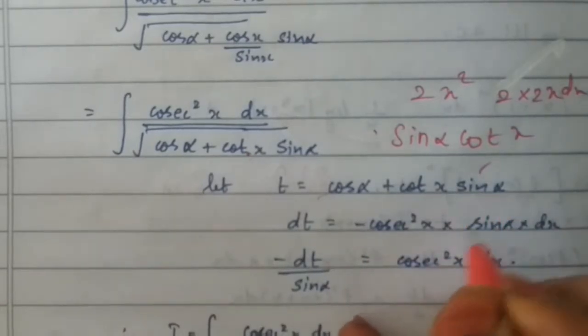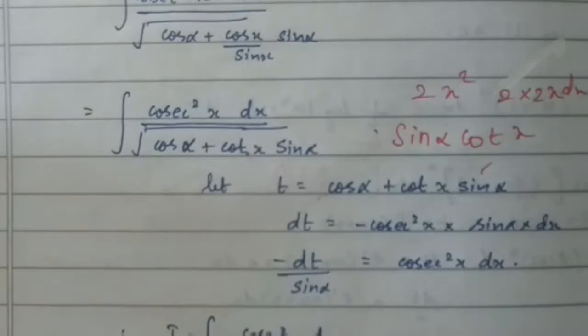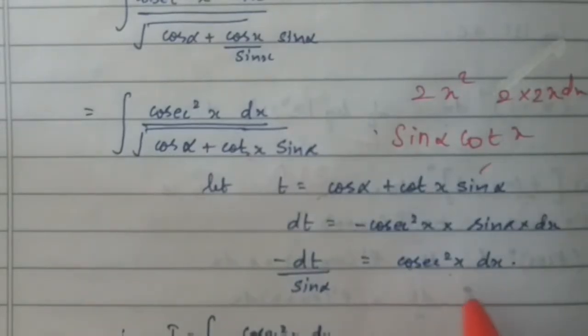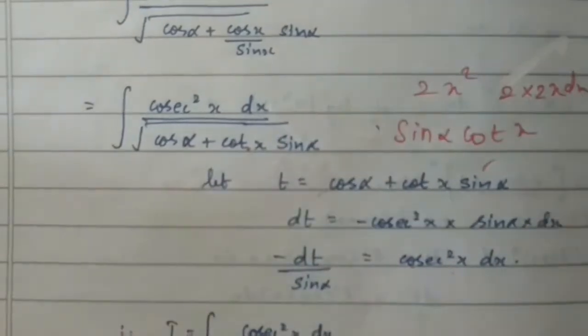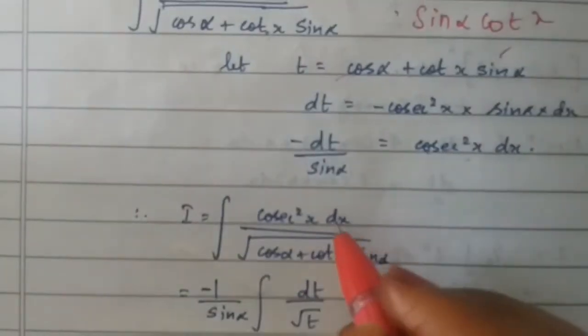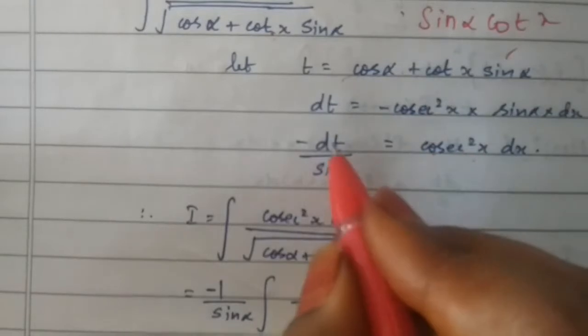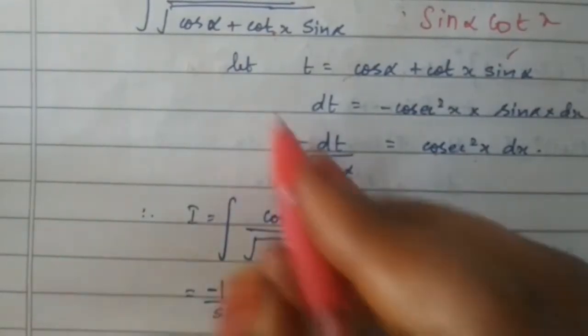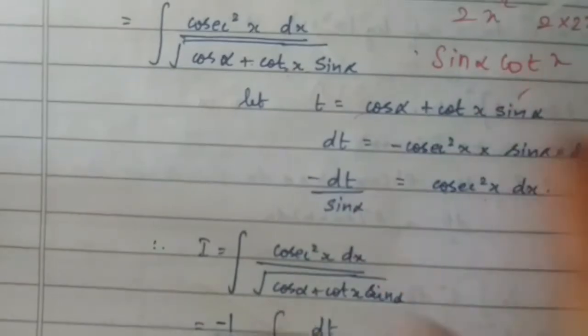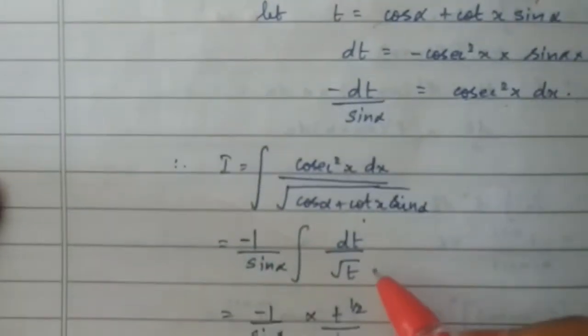Sin alpha is a constant, so you are bringing it to this side. Since we don't have sin alpha here, we have cosecant square x into dx. Therefore, you are bringing minus 1 by sin alpha to the left hand side. Therefore, cosecant square dx can be written as minus dt by sin alpha, minus 1 by sin alpha, you can take it outside, and dt. This term is nothing but t. Therefore, it is root t.